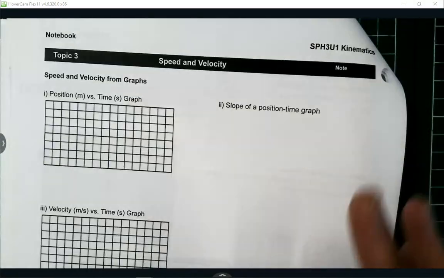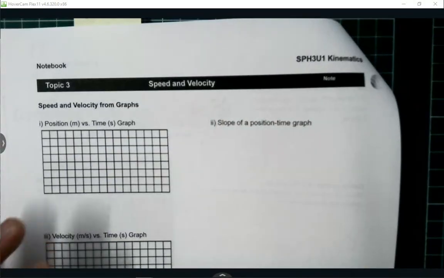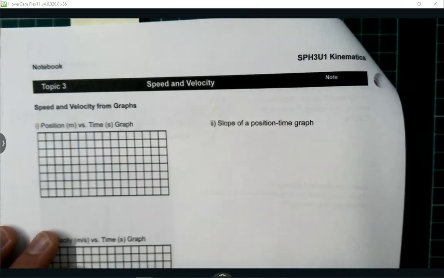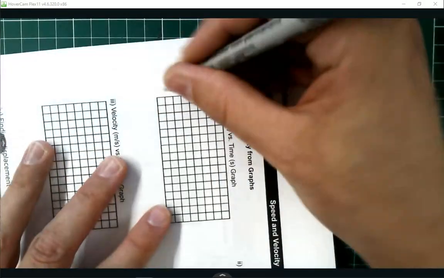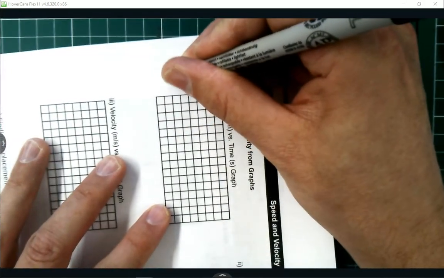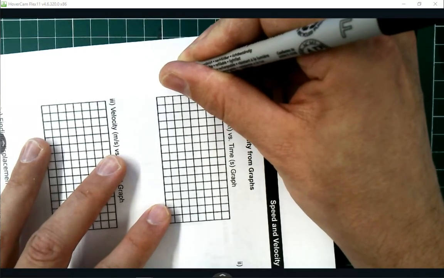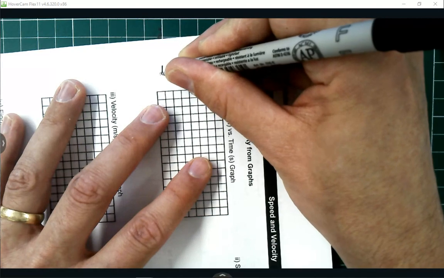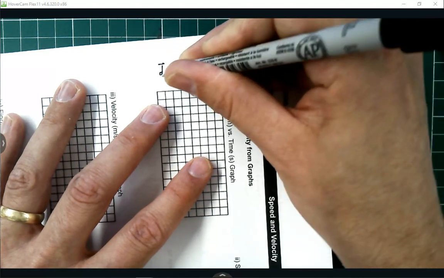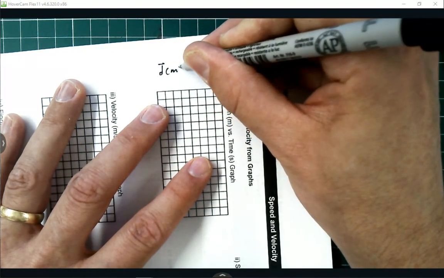We got ourselves a graph, and I want to add some information into this graph. First thing, let's turn the page sideways. Let's give some axes labels. We're going to make this be the position axis. I want to offset my label enough so that I can add in some numbers after. So we're going to make this the position axis in units of meters.